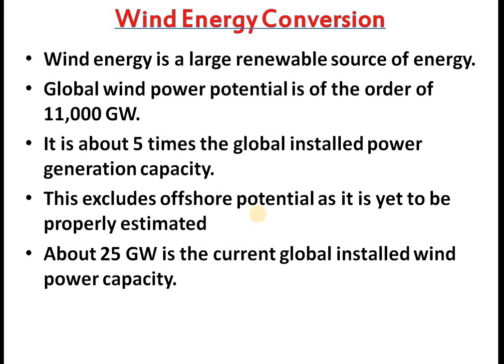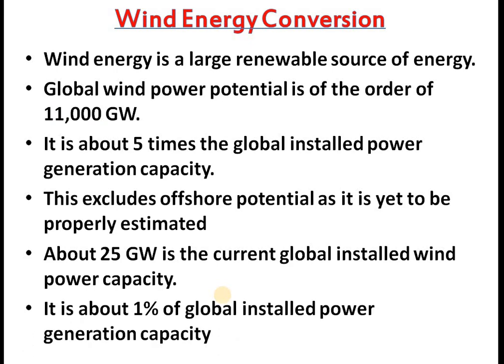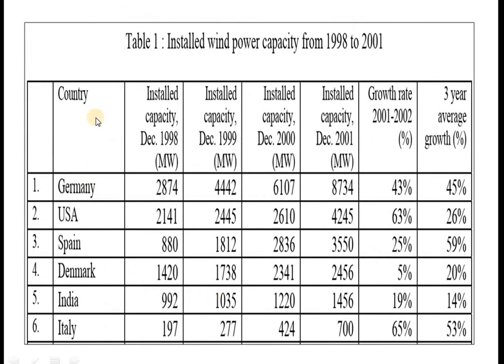Currently, the installed global wind power capacity is around 25 gigawatt only. So we can achieve up to 11,000 gigawatt. A lot of potential still remains to be achieved. This is only about 1% of the global installed power plant capacity. So it's a funny thing. And you can see the list of global giants again.